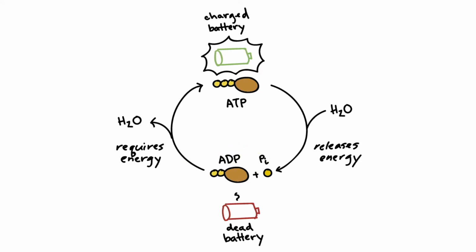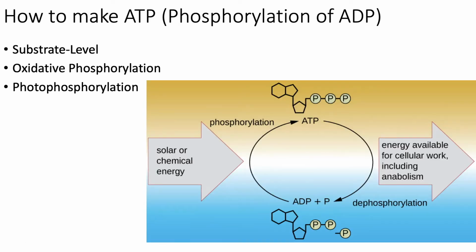So I mentioned earlier that there are 3 different ways that we actually make ATP. The technical term for that would be phosphorylation of ADP. So I'm taking adenosine diphosphate and I'm attaching on another phosphate with a bond. That's called phosphorylation, and there are 3 different ways that we do that. We're going to start talking first about substrate level.